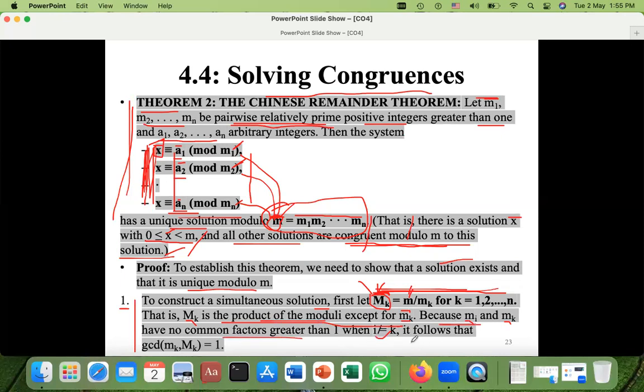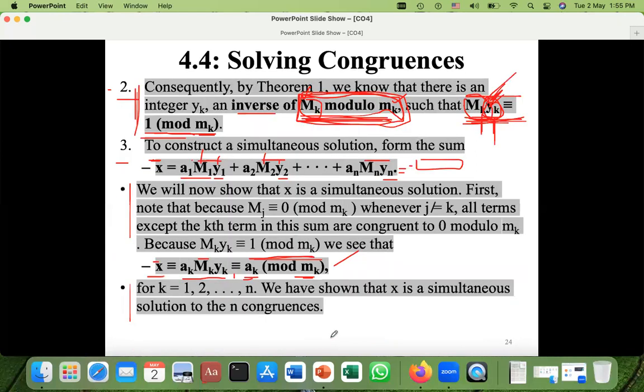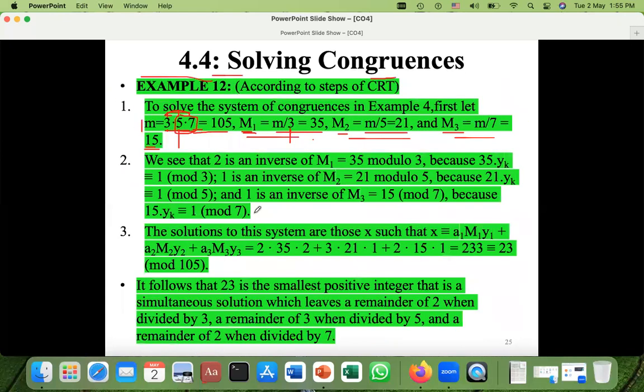When you don't have any common factors, then it follows that the GCD of small mk and capital Mk is 1. Okay, when you don't have any factor greater than 1, it means that 1 is the only factor. Anyhow, coming back here, this is step number 1 that you have done. According to the Chinese remainder theorem, we are going to find the solution for the x.